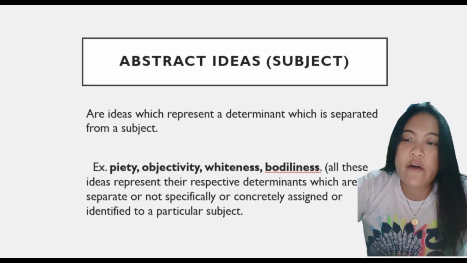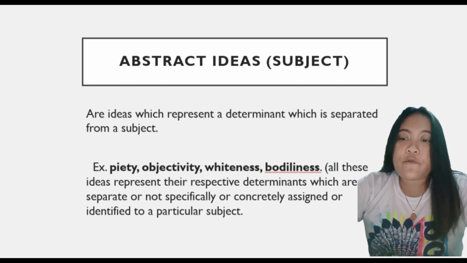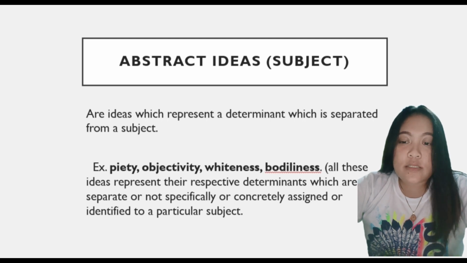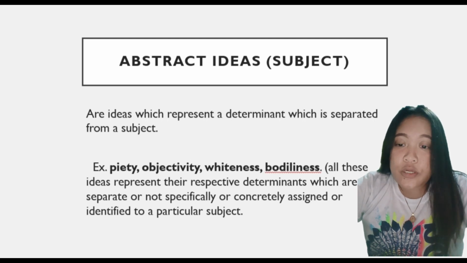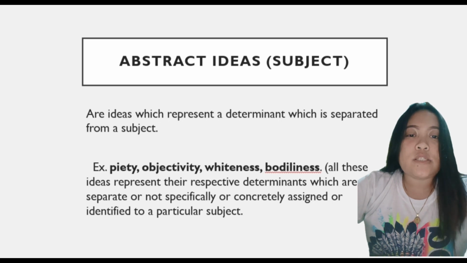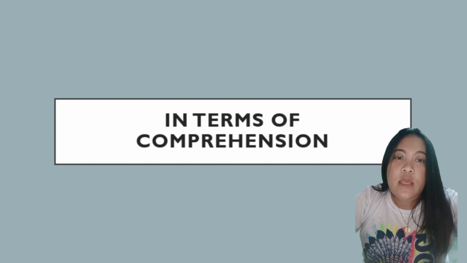And next, we have abstract ideas, or subject also. These are the ideas which represent a determinant which is separated from a subject. Examples of abstract ideas are piety, objectivity, whiteness, and bodiliness. All these ideas represent their respective determinants which are separate, or not specifically or concretely assigned or identified to a particular subject. Those are the four ideas classified in terms of comprehension.